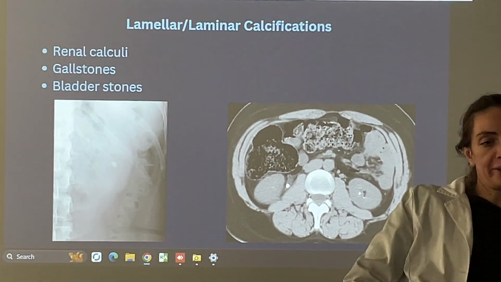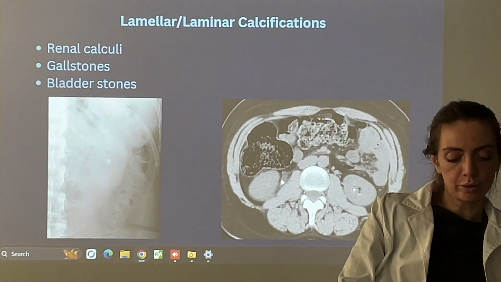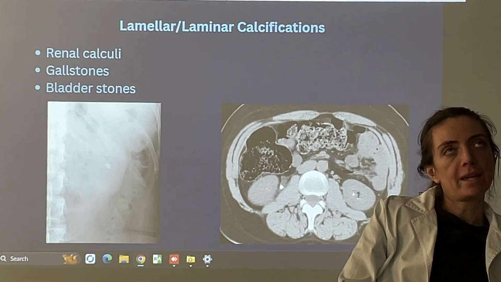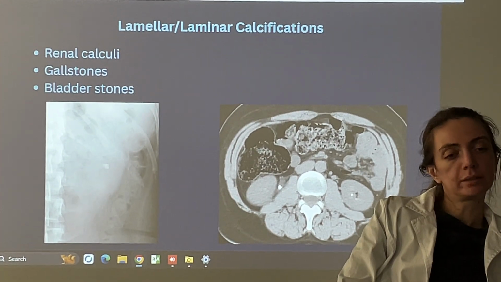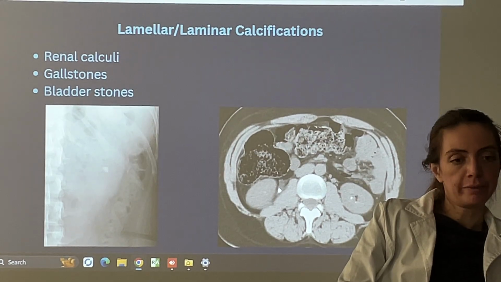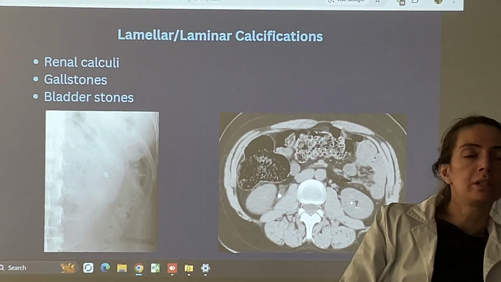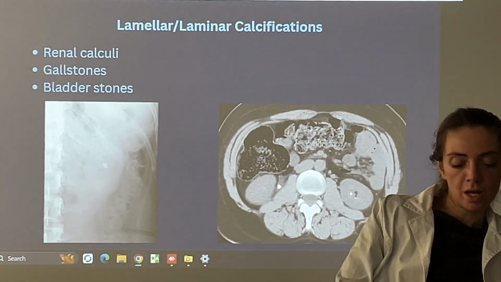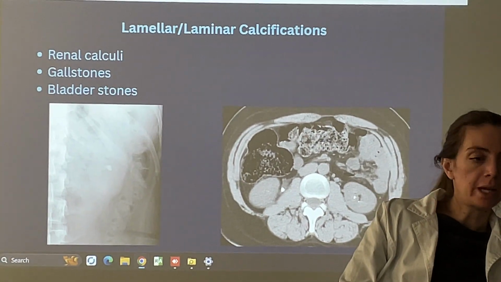Now, lamellar or laminar calcifications are usually called stones or calculi, and they include renal calculi on computed tomography. Actually, computed tomography is the study of choice for the detection of renal and ureteral calculi.